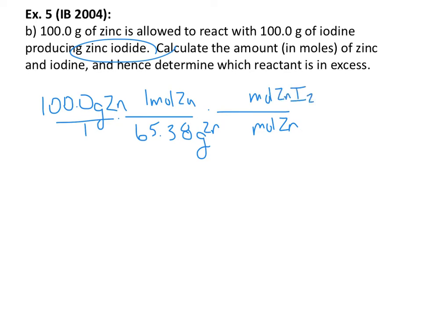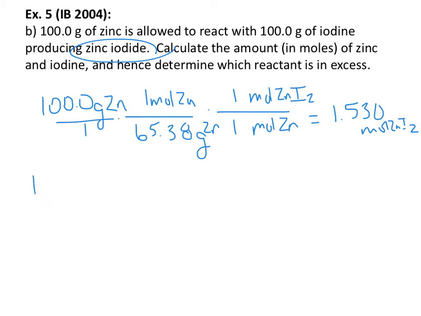So in the balanced equation, all of the coefficients were 1, so that part's easy, just 1 to 1. And then when we do this math, 100 divided by the 65.38, we get 1.530 moles of the zinc iodide.